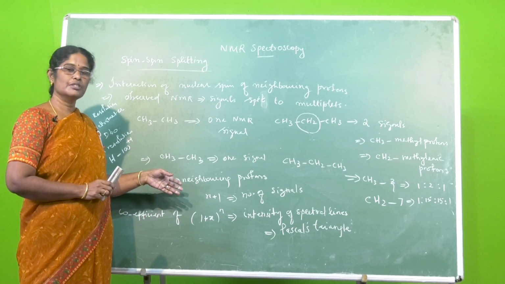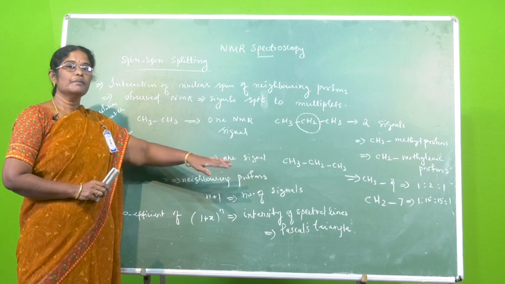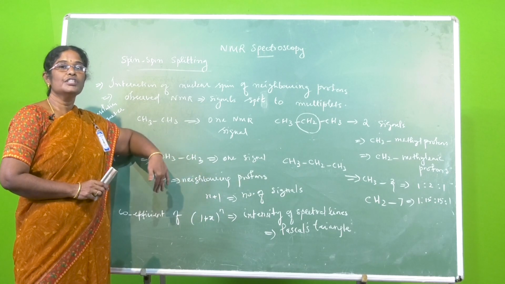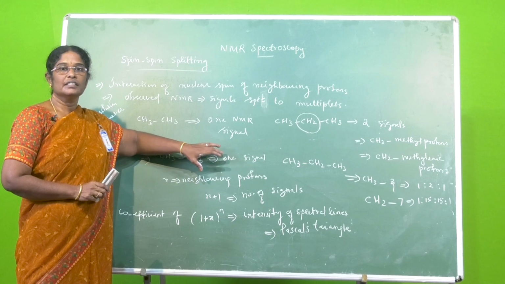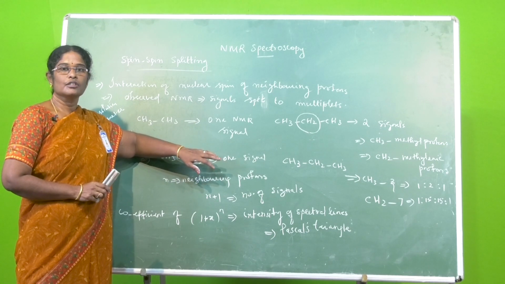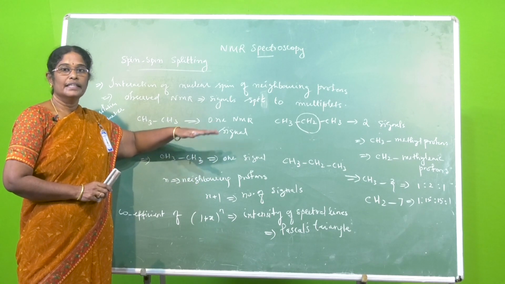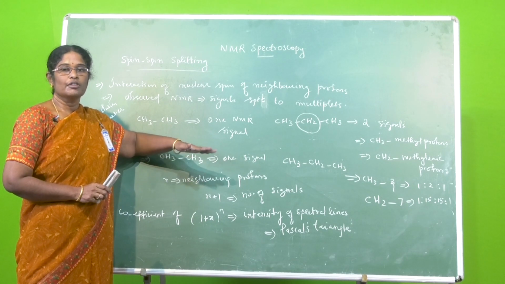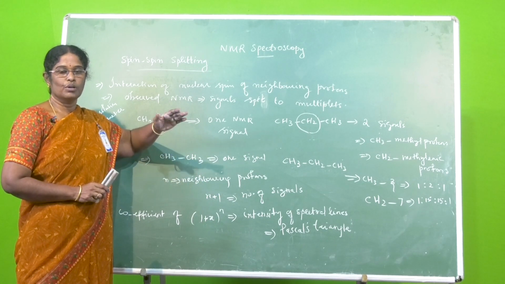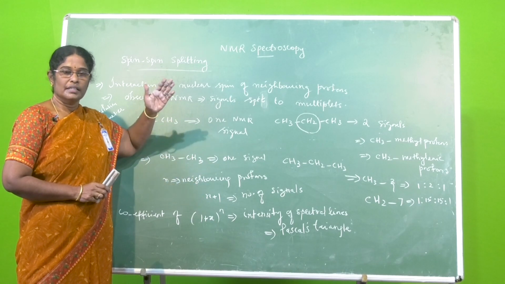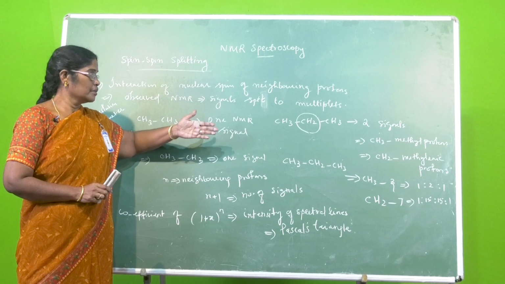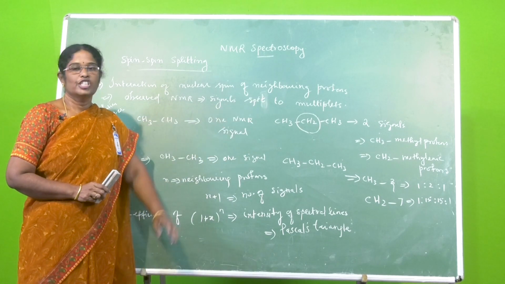And this n refers to the number of neighboring protons, and the coefficient of (1 plus x) to the power n defines the intensity of the spectral lines observed in the NMR spectrum. The intensity is governed by Pascal's triangle, showing how to arrive at various intensity ratios as we proceed on from the number of proton environments as the chain proceeds on.